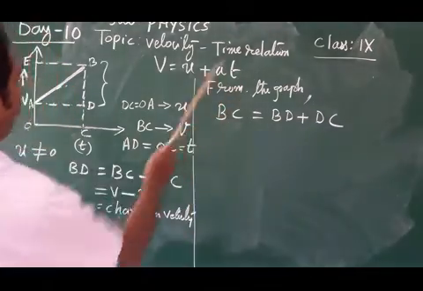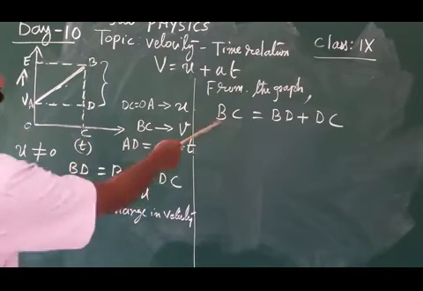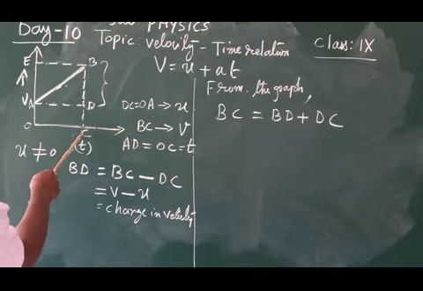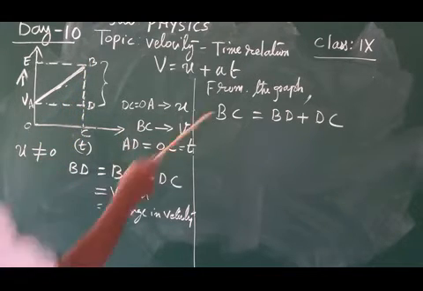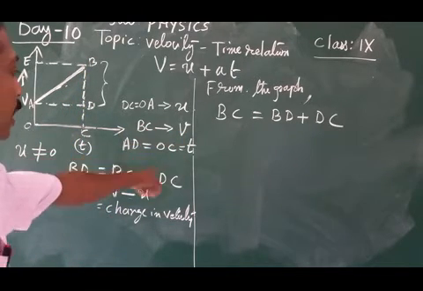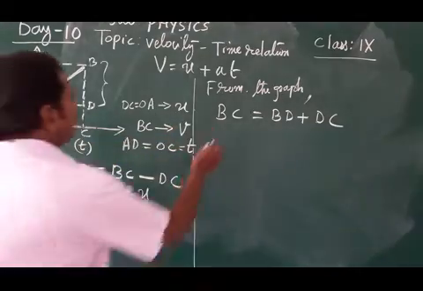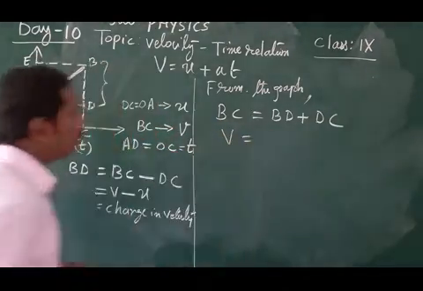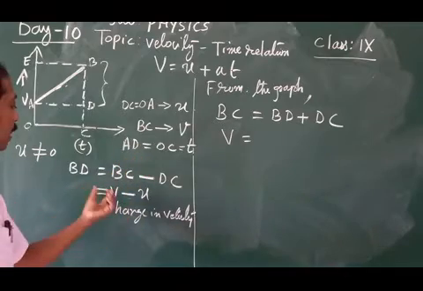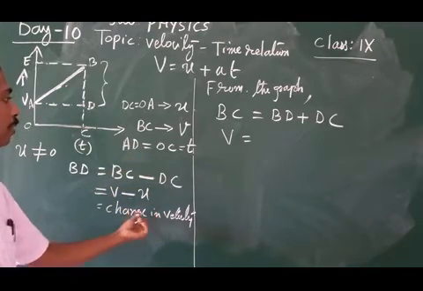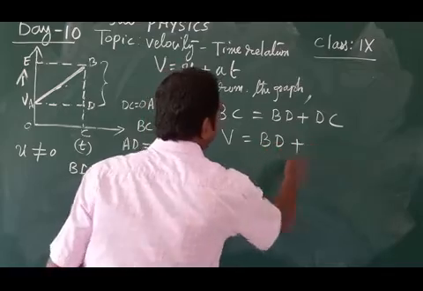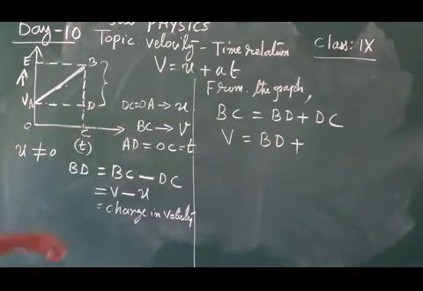Then from the graph, we have BC equal to BD plus DC. Is it clear? BC equal to BD plus DC. Then we are substituting these values here. What will be BC? BC is V. BD is the change in velocity, which we don't know, that's why we are writing BD as it is. Then what will be DC?